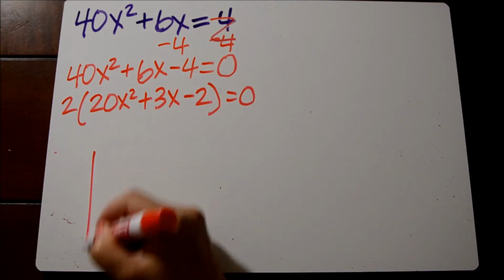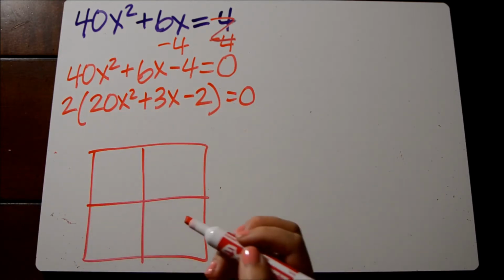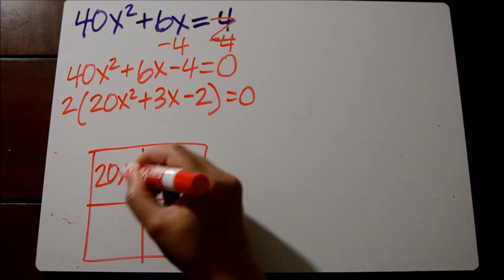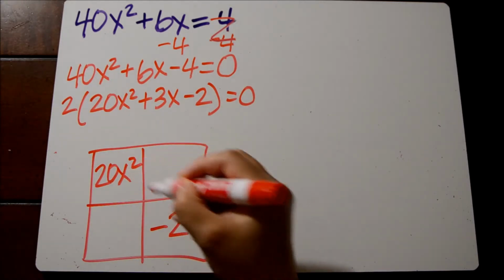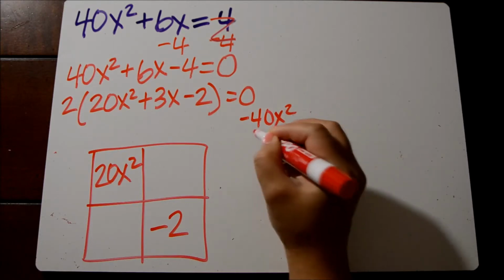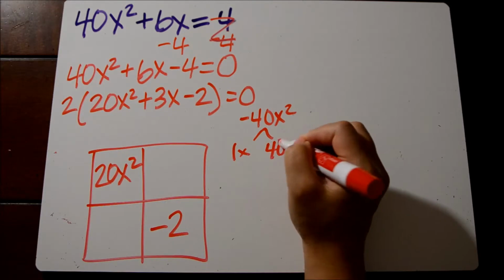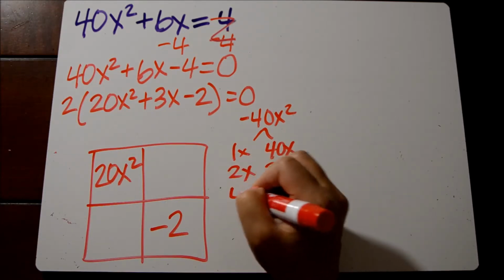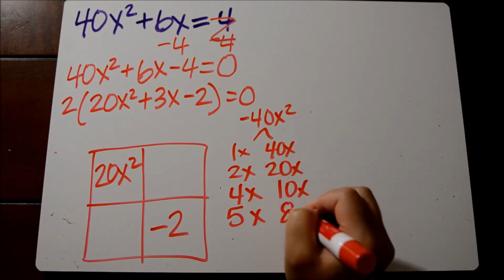And we're actually going to factor the trinomial in the parentheses now with the box, not the original problem. So our first term will be 20x squared. Our last term is negative 2. Multiply those two together, we get negative 40x squared. And the factors of 40 are 1x and 40x, 2x and 20x, 4x and 10x, and lastly 5x and 8x.